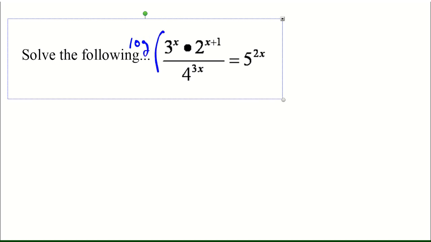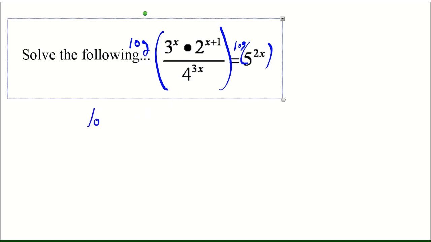Now this is important. What students do wrong is they think it means take the log of this, the log of this, the log of this, the log of this. That's not what it means. It means take the log of the whole left side and then take the log of the whole right side. Okay, so now the left side is a product and quotient. So you're going to use your laws of logarithms and expand this out.